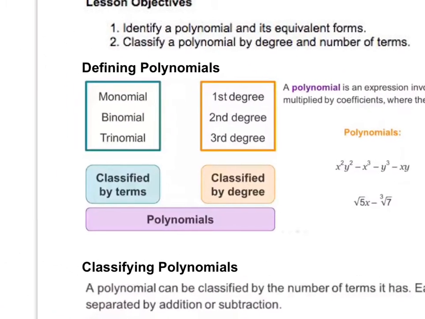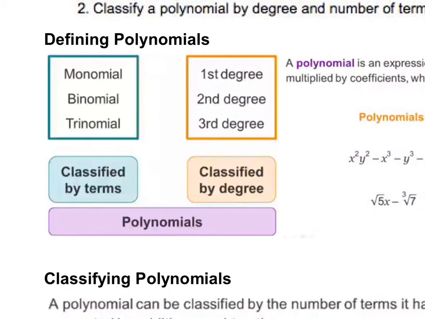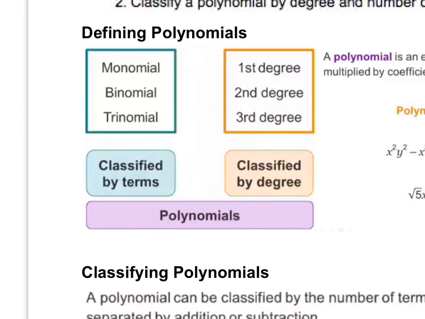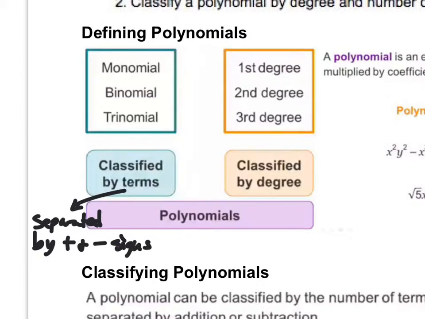So the first thing that we have is defining polynomials. Okay, and so we have this big blanket concept of what a polynomial is, okay, and we can classify them by the terms, okay, and a term is what's separated by the plus and minus signs, okay. And then we can also classify polynomials by their degree, and the degree is the largest exponent, okay?